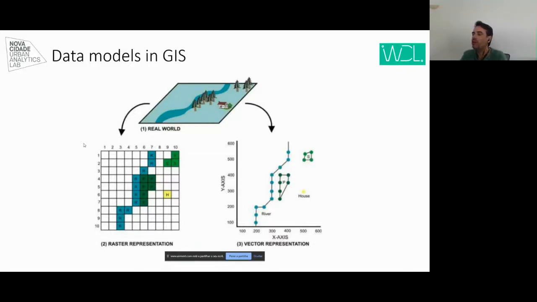In this image, you can see a representation of the real world in both data models, in raster format on your left, where each pixel has one feature of the real world, for example, the river and the forest, and also the house. And on the right, you have the same representation of the real world, but in the vector format. For example, the river is represented as a line, the forest is represented as a polygon, and the house as a point.